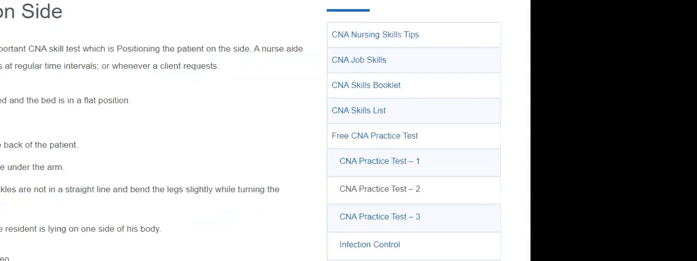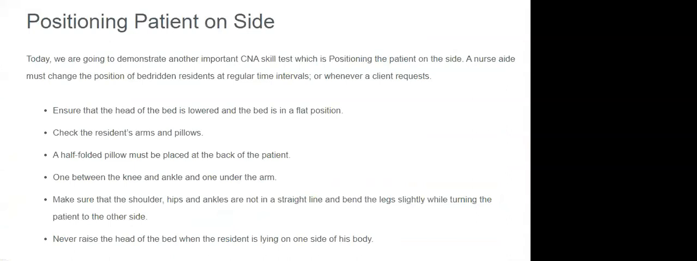All right, last one, positioning a patient on the side. Who could read this for me? Okay, I can read it now. Yep, go ahead, Maurice. Today we are going to demonstrate another important CNA skill task, which is positioning the patient on the side. A nurse aide must change the position of bedridden residents at regular time intervals, or whenever a client requests.